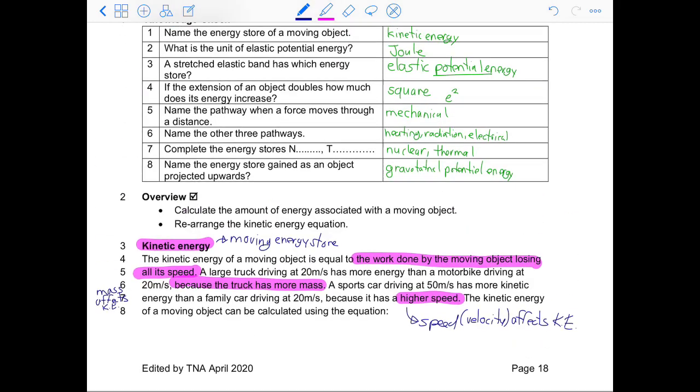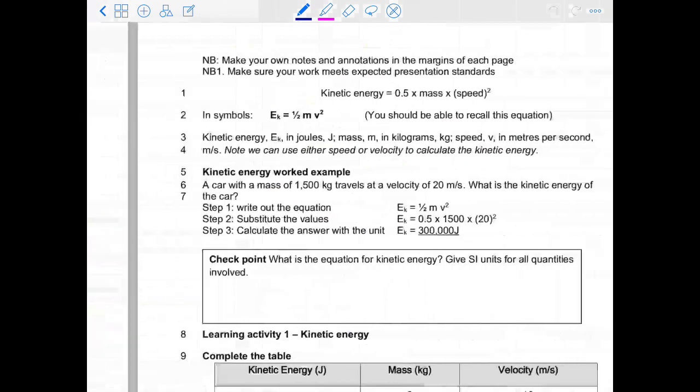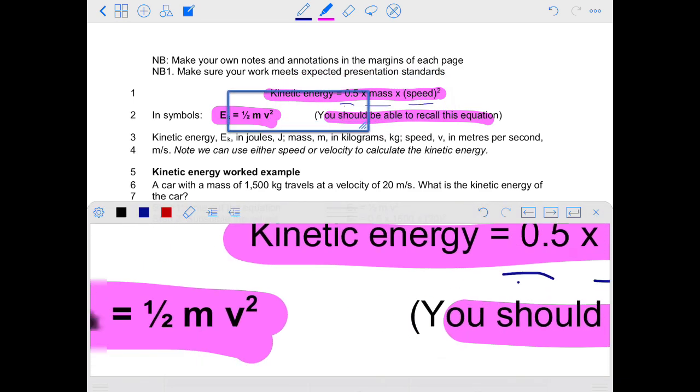So the kinetic energy of a moving object can be calculated using the equation. So the same as we had an equation for elastic potential energy, we have one for kinetic energy. So the kinetic energy is equal to 1/2 times the mass times the speed squared. So this is an equation you will need to be able to memorize. So this is not one that they'll give you on a physics equation sheet.